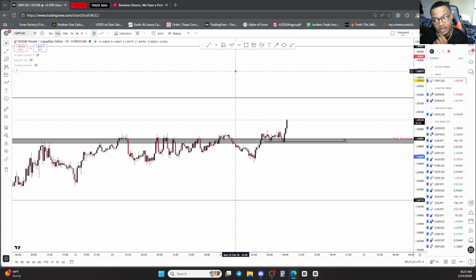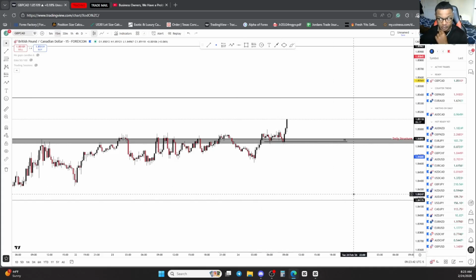But as of right now, I don't really see an entry coming along. So I'm going to be patient, though. I'm going to see how price wants to move, how it wants to operate. We do have a lot of bullish momentum, which is cool, but we just got to still be patient.